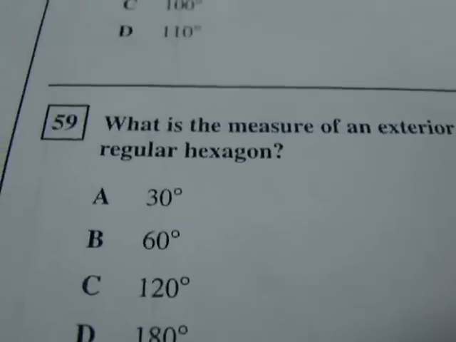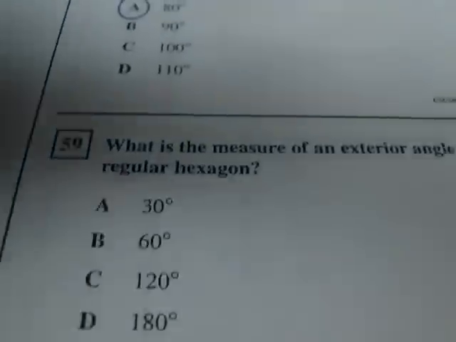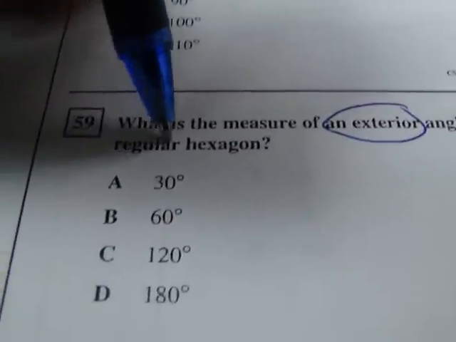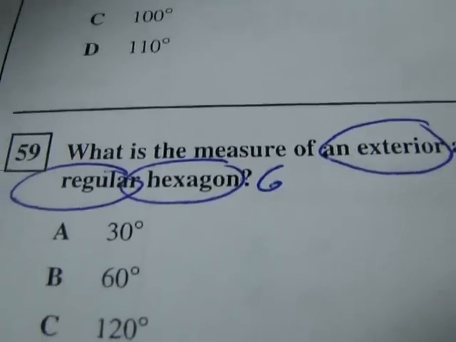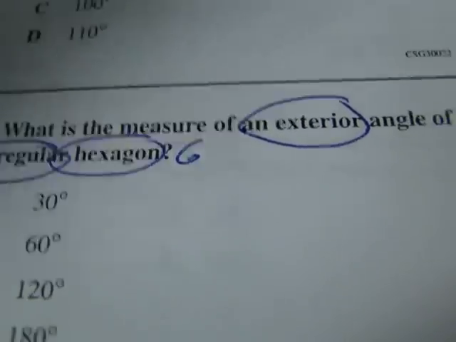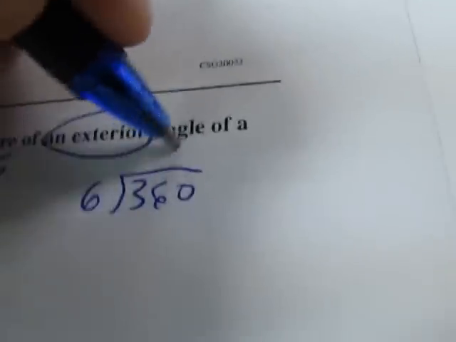59. What is the measure of an exterior angle of a regular hexagon? Okay, so we're talking about exterior, we're talking about regular, we're talking about hexagon. Hexagon is 6-sided. So if it's regular, then they're all going to be the same, and exteriors have to add to 360. So if it's a hexagon, there's going to be 6 of them. Therefore, we're going to divide by 6. We're going to get 60, and that will be our answer.